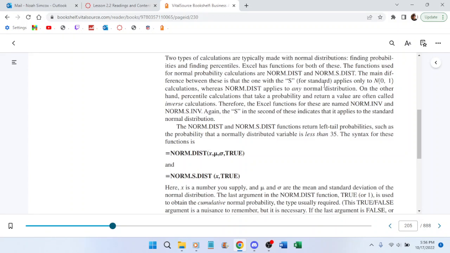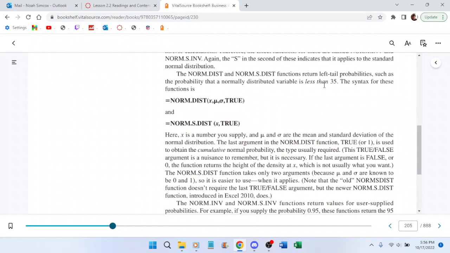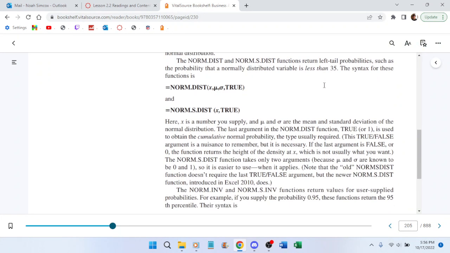You do NORM.DIST, parenthesis, x comma mean comma standard deviation comma TRUE. What is the TRUE? What's TRUE? You supply a number, and for TRUE, you could either write TRUE or 1. Well, guess what? 1 is easier. Why on earth would you say TRUE? The cumulative normal probability. It's a nuisance to remember to type it? Are you kidding me?